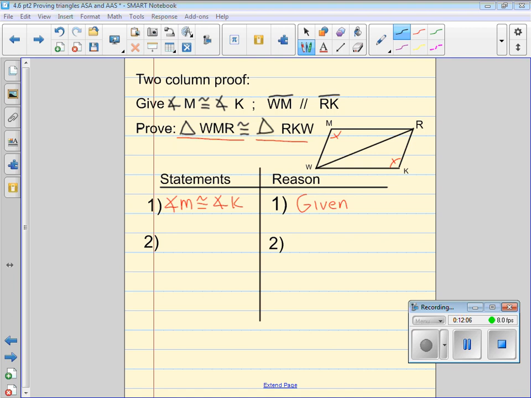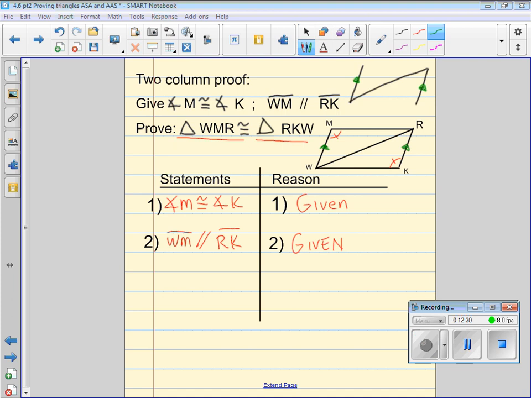Okay, second line. All right, WM is parallel to RK. Why can I say that is a true statement? Because they gave it to me. So I'm going to go up here and I'm going to mark my drawing with that information. I do parallel lines by drawing little arrows on the parallel lines, okay? So now this might take us back a little bit. Let me show you why I'm doing this.